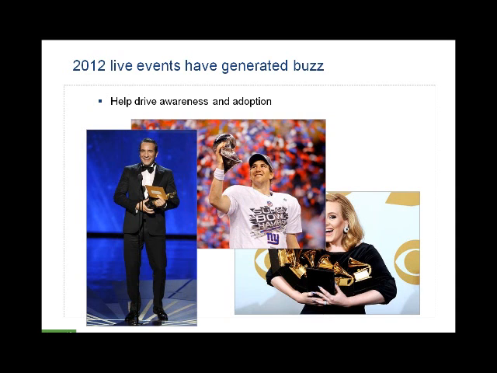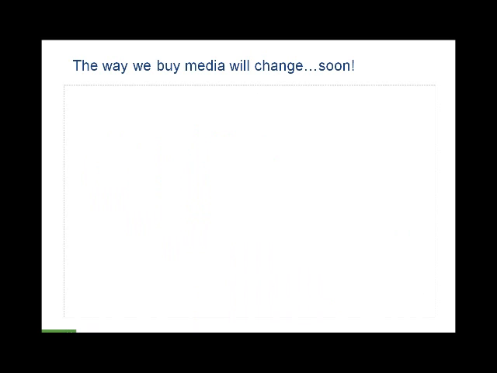And then the Oscars this year had a spike of 11,780 tweets per second. And so these live events have really been able to generate buzz around social TV and to really engage large mass-scale audiences. So what does this all mean?